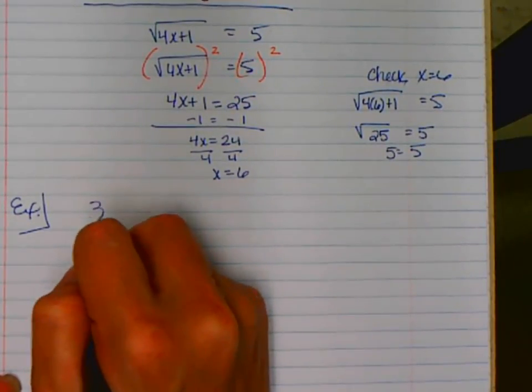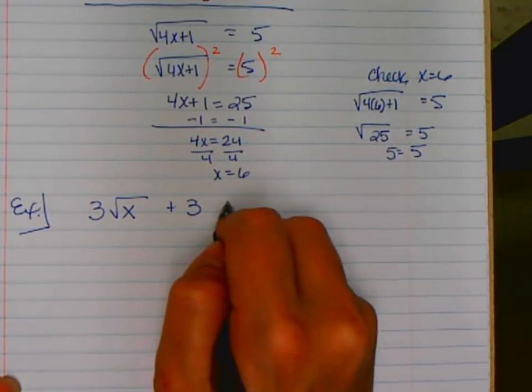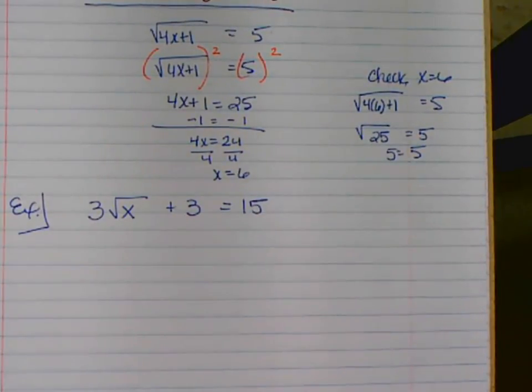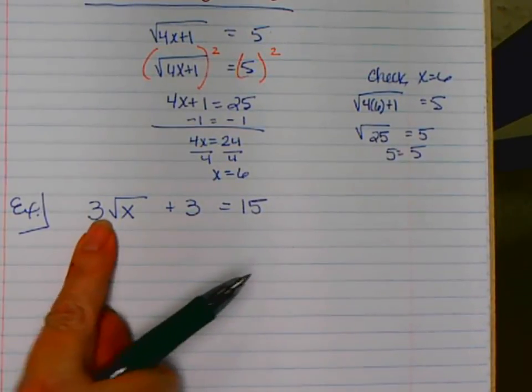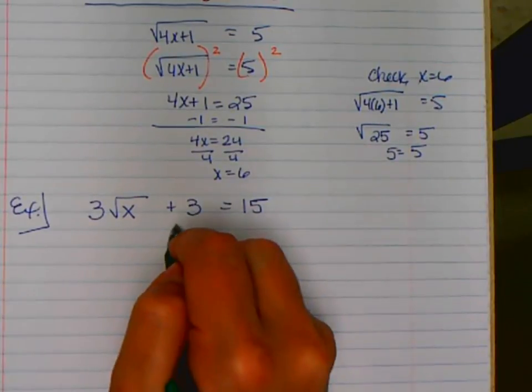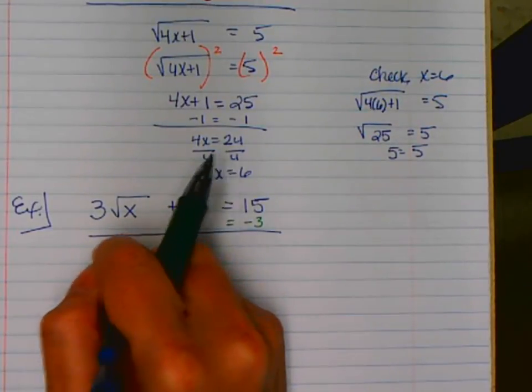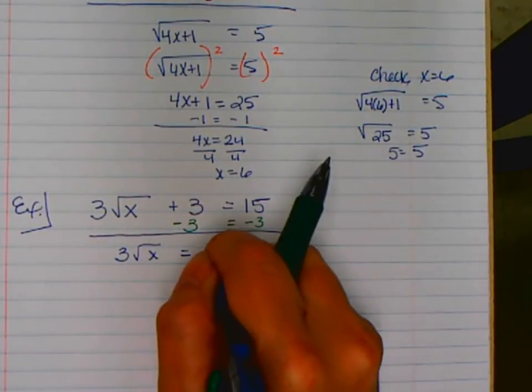How about 3 square root x, and then I've got a plus 3 that's not under the radical equals 15. What do you think I'm going to do first? Minus 3. Because of this 3, the coefficient, or because of this plus 3? Plus 3. Because of the plus 3. I'll subtract 3 from both sides, and I'll get 3 square root x equals 12.